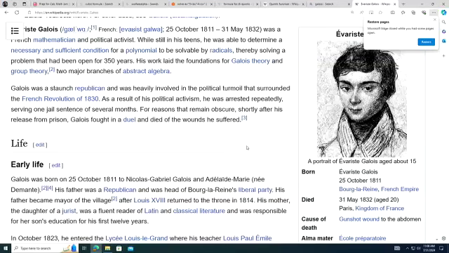A duel is where you get a gun, you walk 10 spaces, and you turn around and shoot at the guy. And you got shot in the stomach in a duel? I mean, that's ridiculous. But imagine the things they could have done.